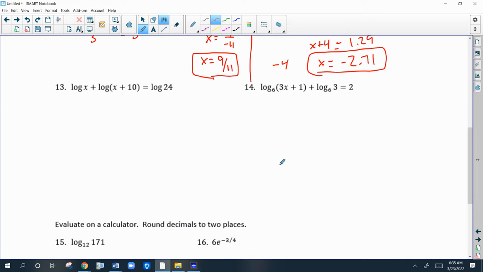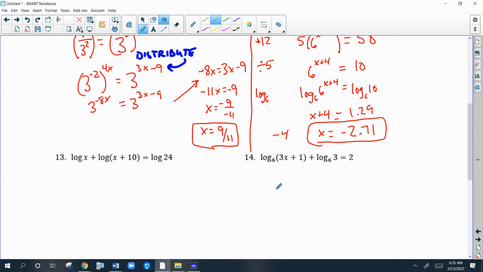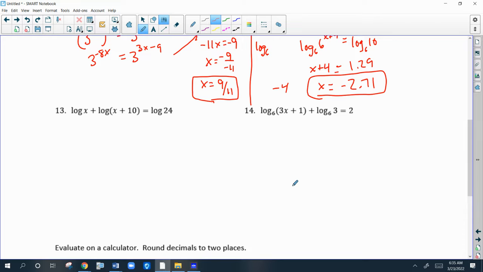So 13 and 14. All right, so these are log equations, and the difference between these and the one we did on the page before this is these have logs that you're going to have to condense. You always condense first. So always condense any log first. So let's see what I'm going to do with this one.